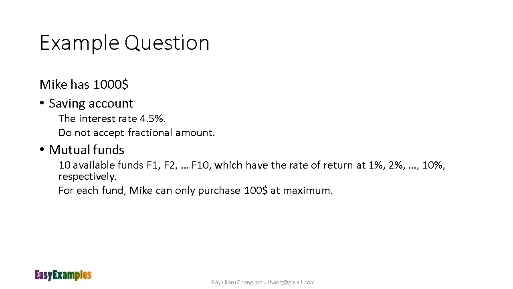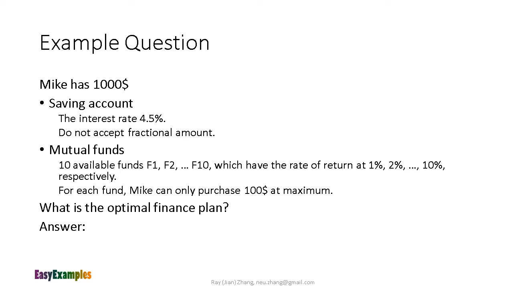For the mutual funds, there are 10 available options, F1, F2 to F10, which have the rate of return at 1%, 2% to 10% respectively. For each fund, Mike can only purchase $100 at maximum. And the question is, what is the optimal finance plan?